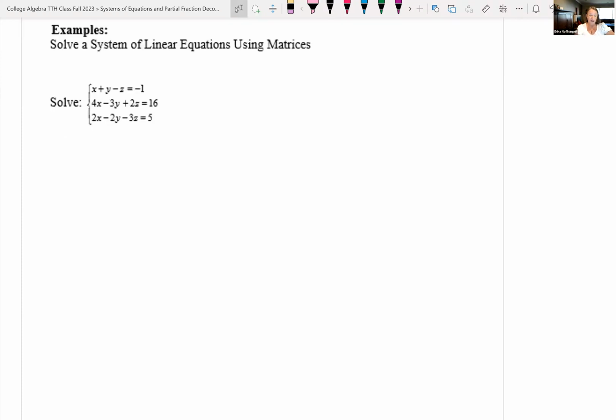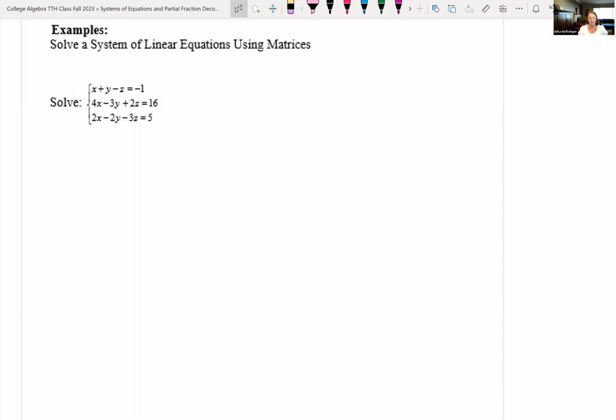Okay, so we're now going to look at a system of equations. We're going to use matrices to solve this system. Our first equation is x plus y minus z equals -1. Our second equation is 4x minus 3y plus 2z equals 16. Our third equation is 2x minus 2y minus 3z equals 5.